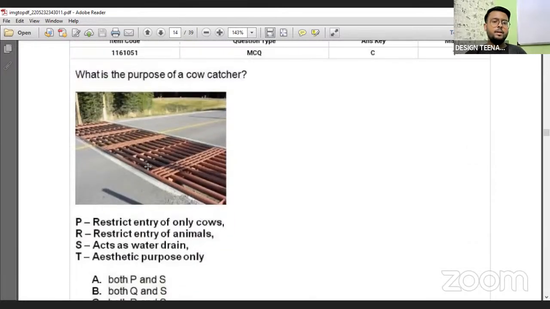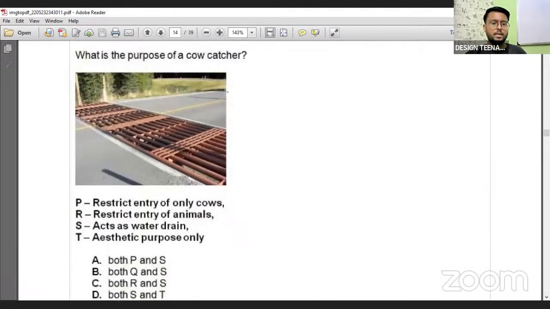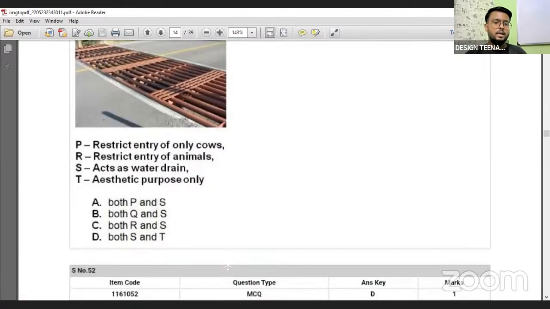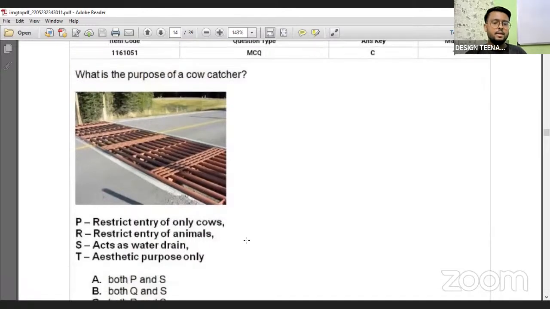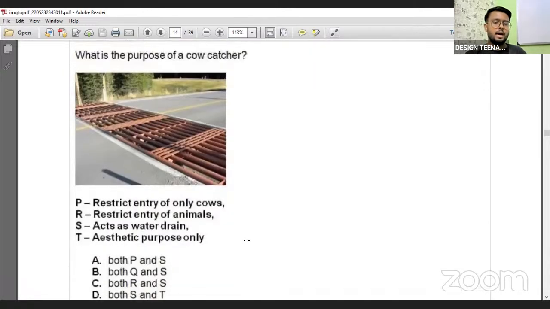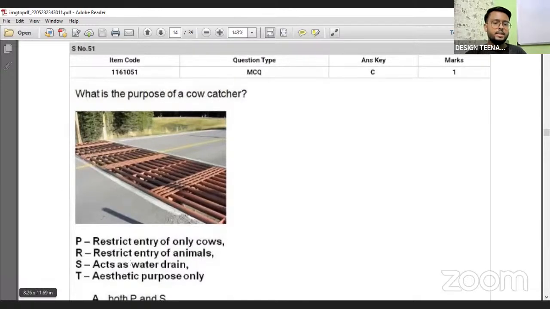Now over here come some general knowledge questions. What is the purpose of a cow catcher? The options: restrict entry of animals, act as a drain, like a water drain, aesthetic purpose only. So now we need to understand what option C is. The answer is option C, R and S. R and S means restricting animals and acting as a drain system. See, over here they have mentioned it as a cow catcher. Now, with a cow catcher, don't go by the literal meaning of restricting entry of cows only. What can you feel, if something like this is made, why do they prevent it?